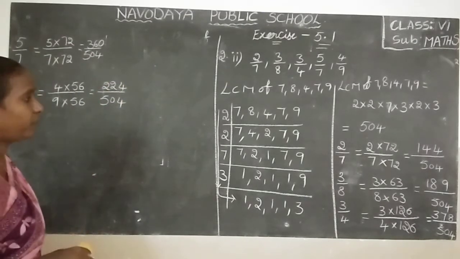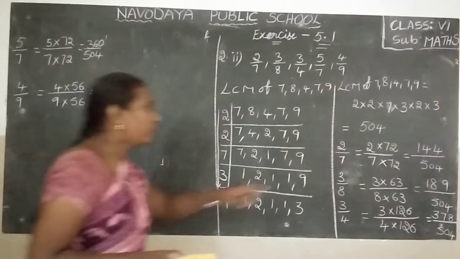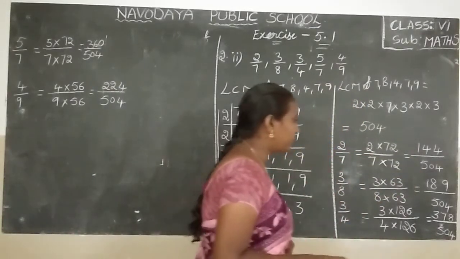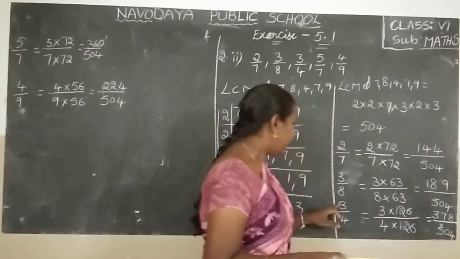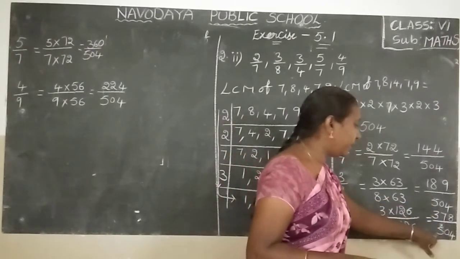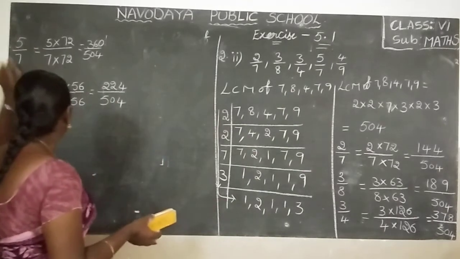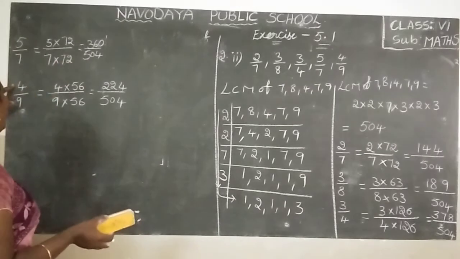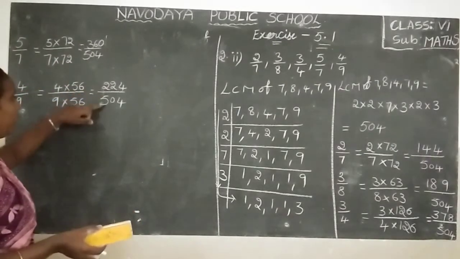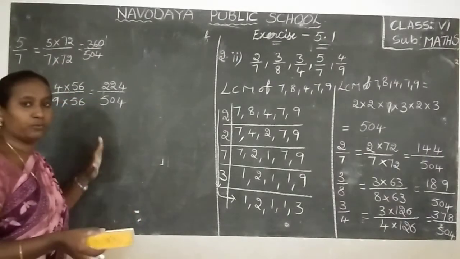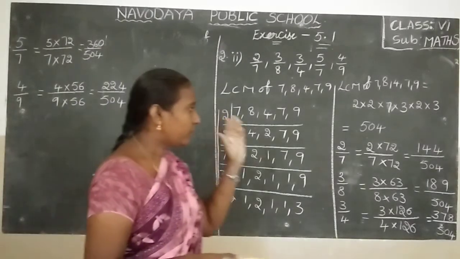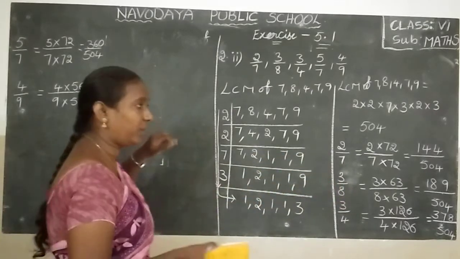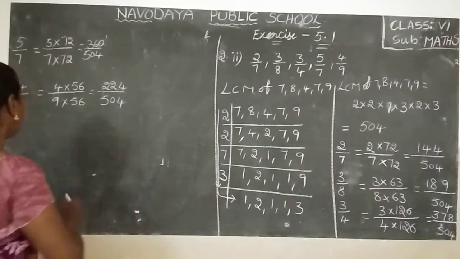These are the like fractions. So 2 by 7 becomes 144 by 504. 3 by 8 becomes 189 by 504. 3 by 4 becomes 378 by 504. Next, 5 by 7 becomes 360 by 504. 4 by 9 becomes 224 by 504. So all these fractions are converted into like fractions. So now we can arrange them easily.